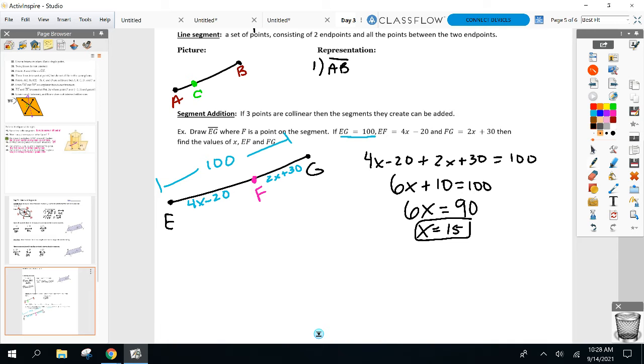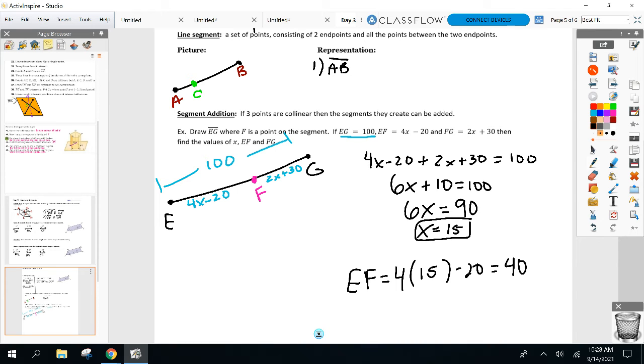All right, how do I find the length of EF now that I know x? Suggestions? How do I find the length of EF? You substitute 15 in for x. Yep, plug and chug. I like to say that, plug and chug. So 4 times 15 minus 20, and that'll give you the length of EF. 60 minus 20, 40. So EF is 40. And then keep going.